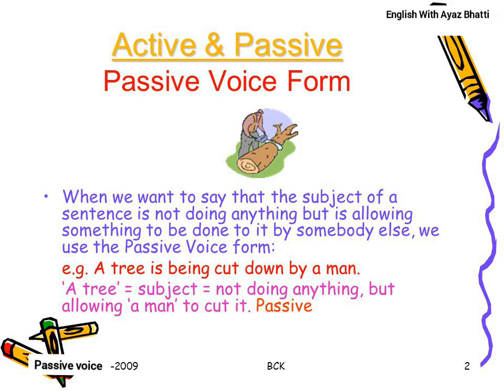Active and passive voice form. When we want to say that the subject of a sentence is not doing anything but is allowing something to be done to it by somebody else, we use the passive voice form. For example, a tree is being cut down by a man. A tree equals subject equals not doing anything, but allowing a man to cut it. Passive.